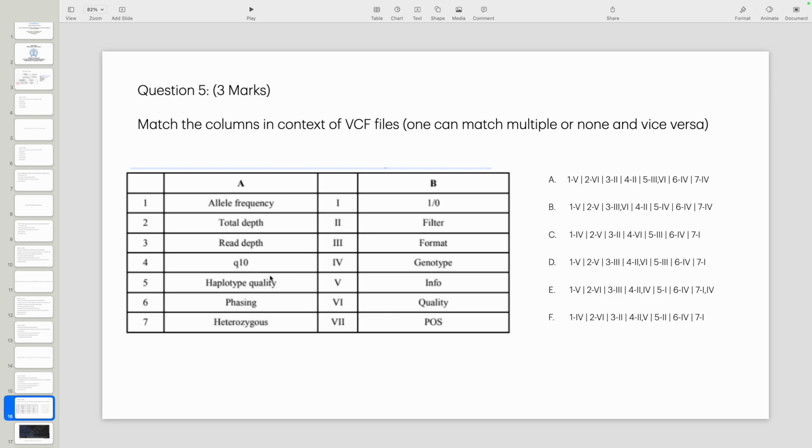Haplotype quality is again a FORMAT field. Phasing comes under genotype, which means we differentiate between the maternal and paternal haplotypes. And 7 is heterozygous, which is 1 or 0. It is either heterozygous or homozygous, so 1 and 0.